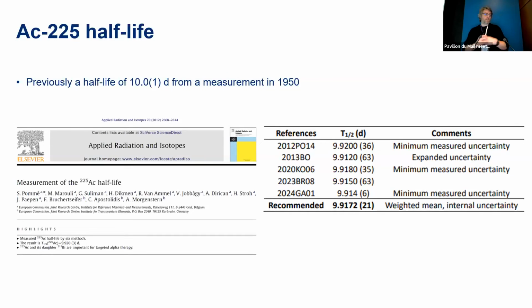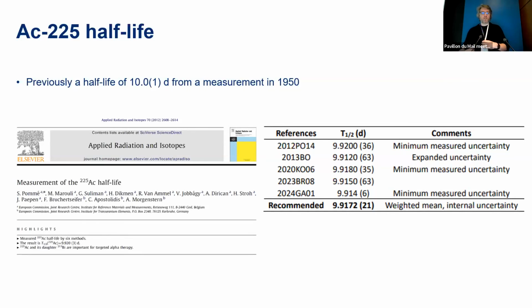But for actinium-225, there was a very nice piece of work led by Stefan Pomme at JRC Geel, along with a very large collaboration of people who used 6 different methods to look at the half-life of this, and they got a much more precise value. It agreed with the current value of 10 days, but that's got a 1% uncertainty on it, and that propagates very quickly into the activity that you're actually calculating.